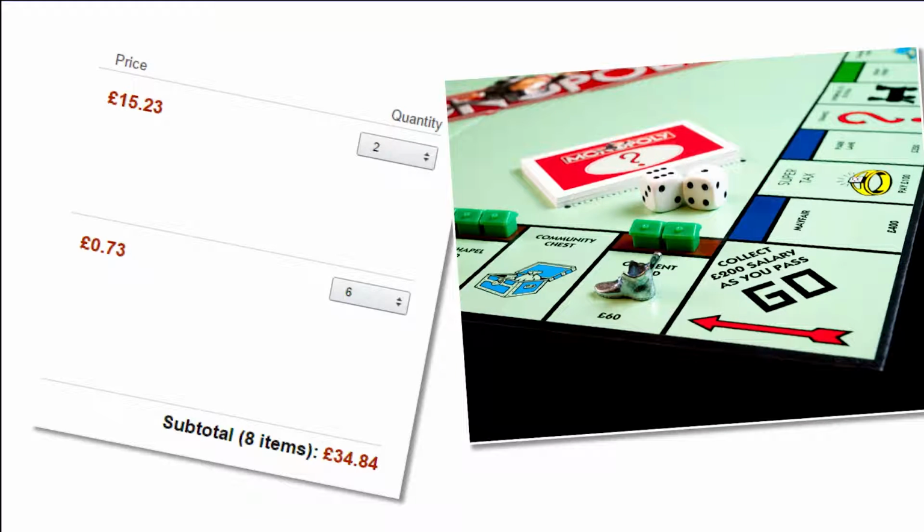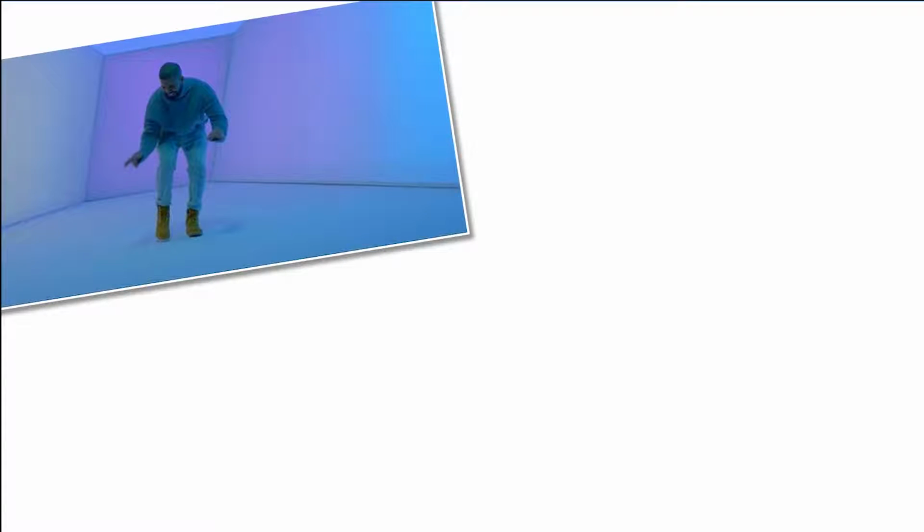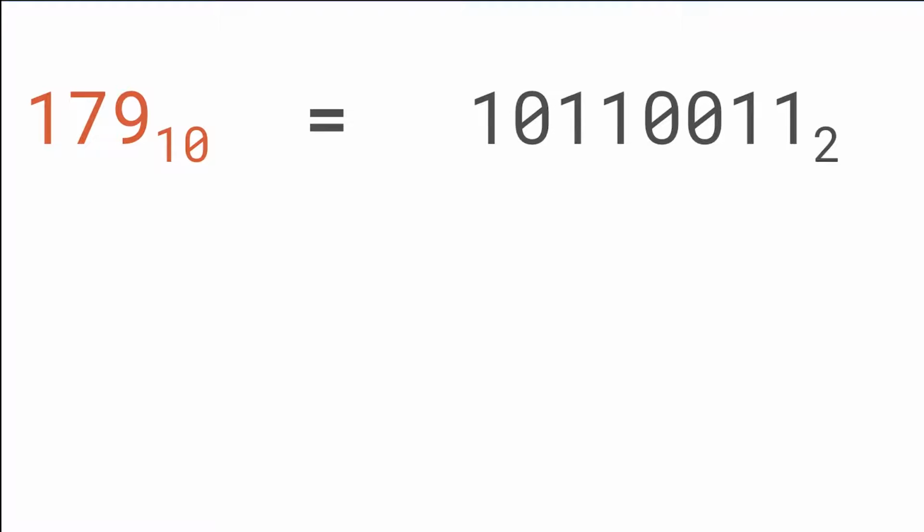Anyway, at the fundamental hardware level, binary multiplication is occurring, so let's take a look at how we do that. Suppose you're looking for 2 tickets to a Drake concert, and you missed the original sale. That means you'll have to go through a reseller website which bumps up the price. Let's say each ticket goes for £179 on the reseller website, which is 10110011 in binary. We want 2 of these tickets, so we need to multiply that by 2, which is 10 in binary.